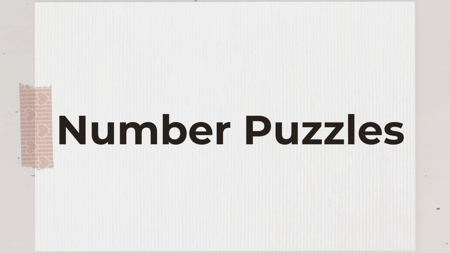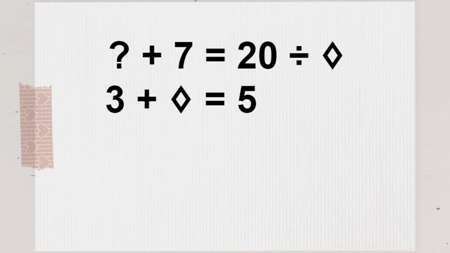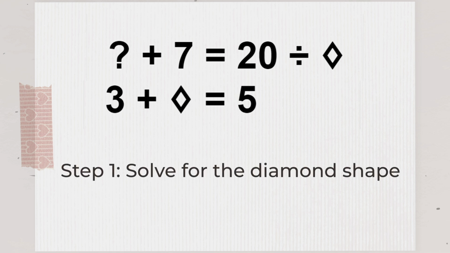The final subtest in this battery is number puzzles. In this question, you are given an equation with a missing number, indicated with a question mark. You must solve the equation to determine what number should replace the question mark. We need to find the missing number that, when added to 7, equals the result of 20 divided by the diamond shape. Step 1. Solve for the diamond shape.